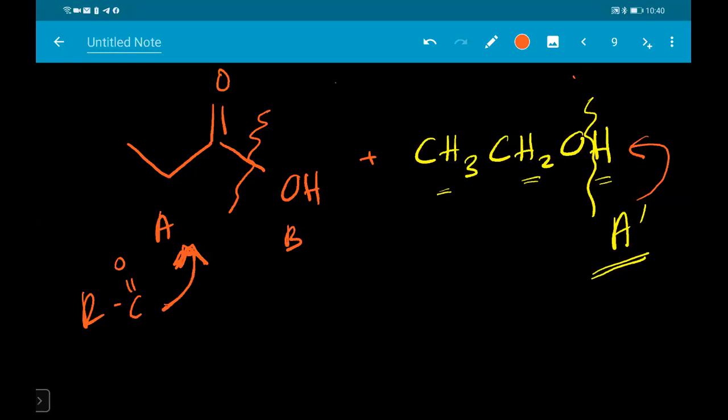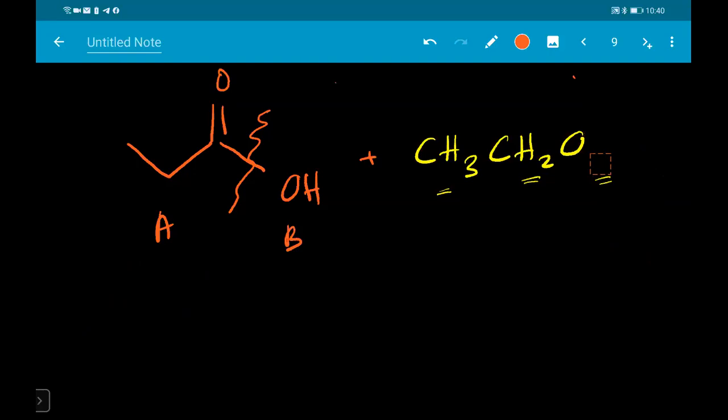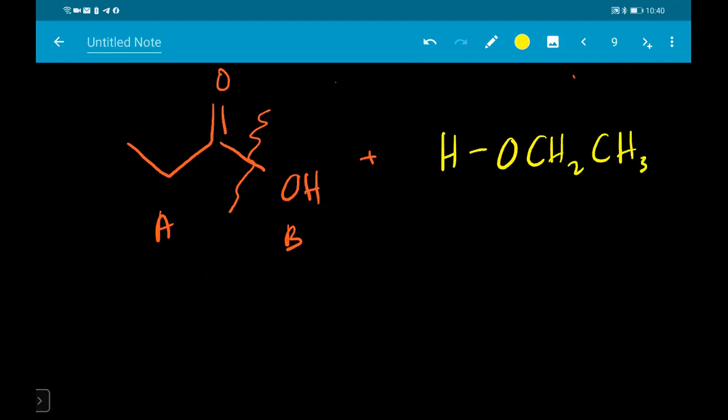The H will always be A prime, the RC double bond O will be A. Yang B dengan B prime tu sebenarnya kita tak kisah pun. Kita nak tukarkan dia saja. Alright, so kalau kita nak tulis balik, okey tak apa, kita letak harta kat depan. Kalau kita letak harta kat depan, it will be looking like this lah. H, O, CH2, CH3. So, this will become A prime, this will become B prime. Ta-da!